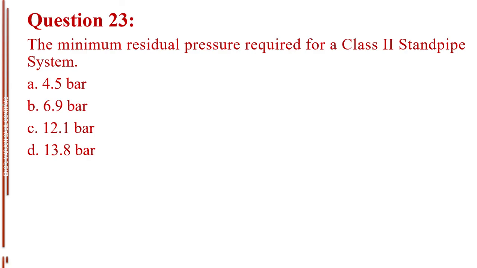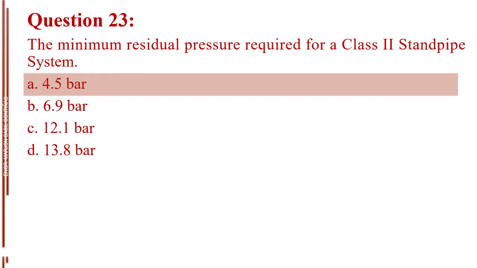Question number 23. The minimum residual pressure required for a Class II standpipe system. Letter A, 4.5 bar. Letter B, 6.9 bar. Letter C, 12.1 bar. Letter D, 13.8 bar. The answer is letter A, 4.5 bar.